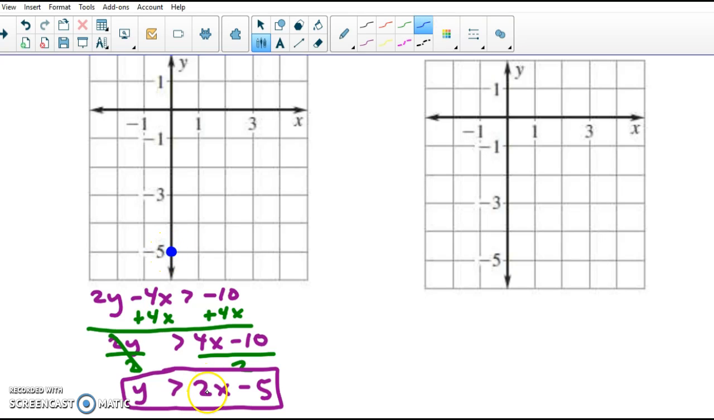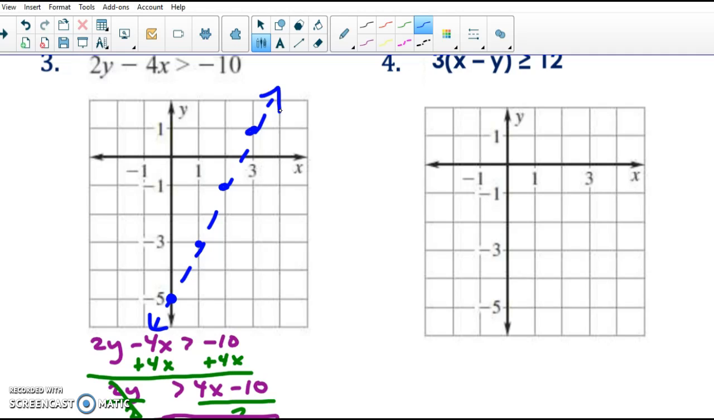And then I'm going to use my slope to find the remaining points on this line. My slope is 2, so from my y-intercept, I'm going to rise 2, run 1, rise 2, run 1, rise 2, run 1. Now before I connect these points in a line, I need to look at my symbol to know whether I'm going to use a dashed line or a solid line. Since I have a greater than symbol, I'm going to use a dashed line and attempt to draw it fairly straight.